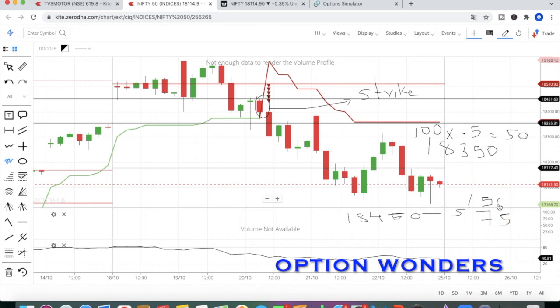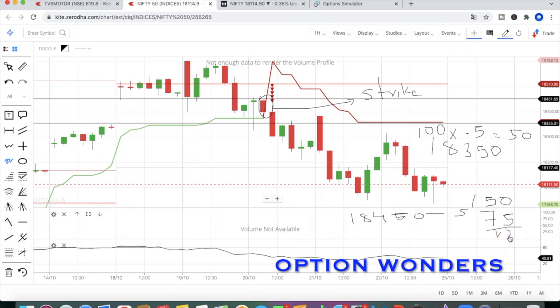your premium. So once you add this 50 points with your premium, you get 125. So 125 will be your stop loss. Okay, so you are entering with the premium of 75 and 125 will be the spot price. So this is how you can enter into this trade.